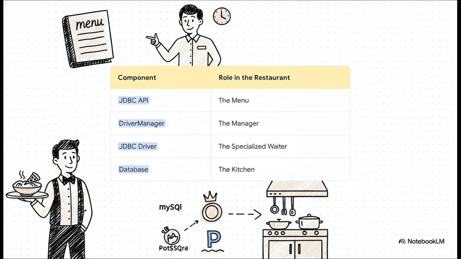Let's just lock in who's who in our little restaurant drama. The JDBC API is the menu. It defines all the possible things you can ask for. The driver manager, that's the floor manager, making sure the right person is on the job. And the JDBC driver, this is the most crucial part, is a specialized waiter. You wouldn't send a waiter who only speaks Italian into a Japanese kitchen, right? It just wouldn't work. Same deal here. You need a specific driver for MySQL, another for Oracle, another for PostgreSQL. Each one knows the exact language of its kitchen.